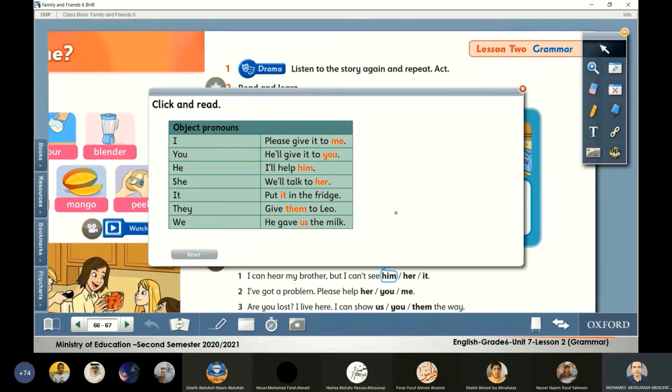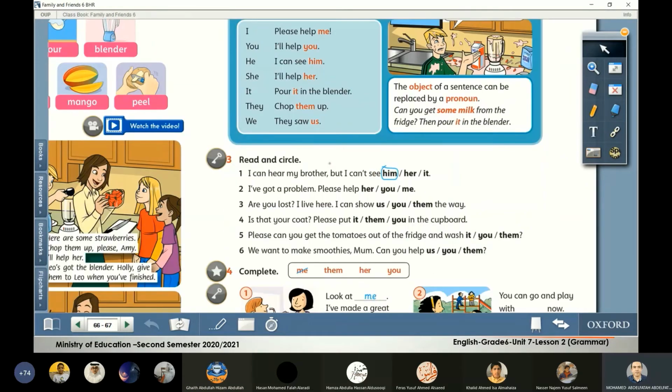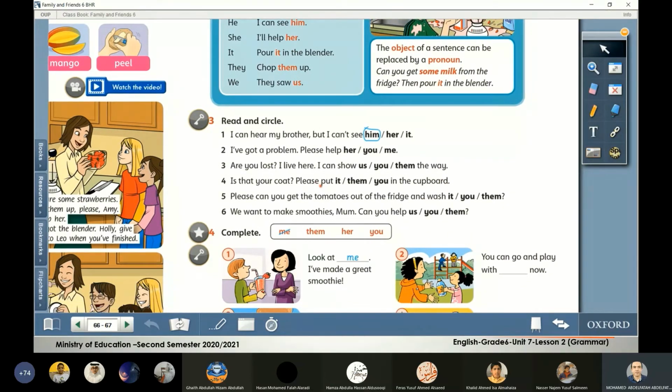So students, now I am sure you got the message. I am sure that you understood what the subject pronouns and what the object pronouns are. Good. Now I have got an exercise. We are still in your class book. Look here, read and circle.